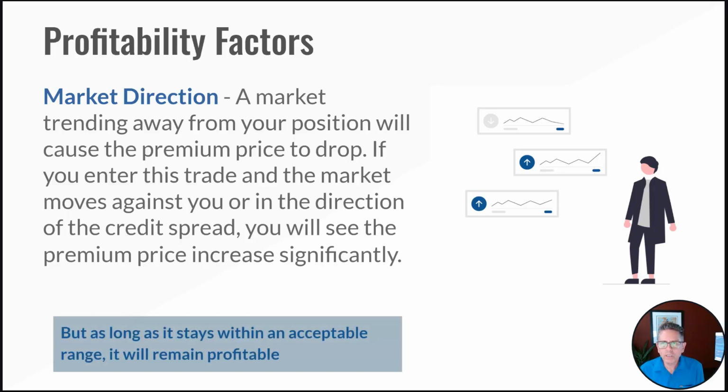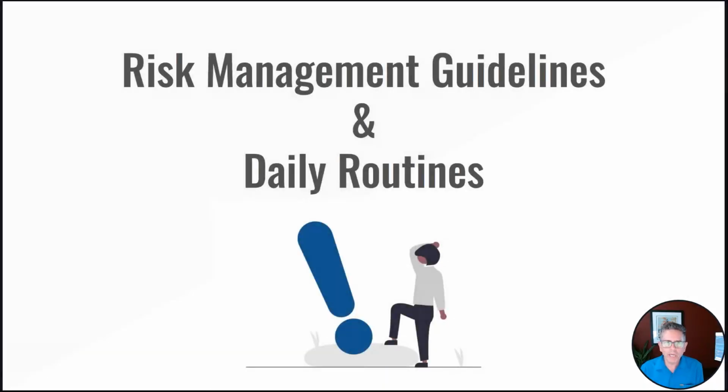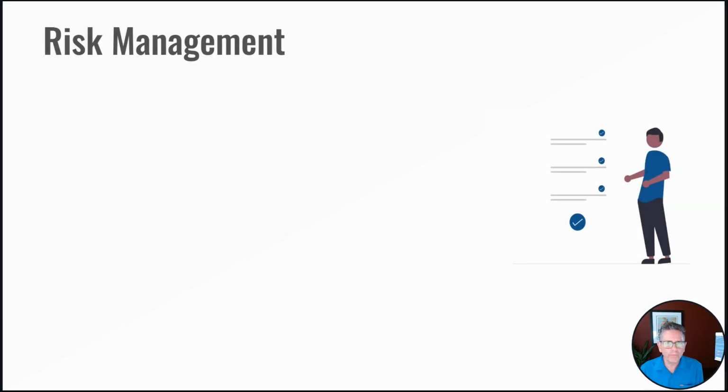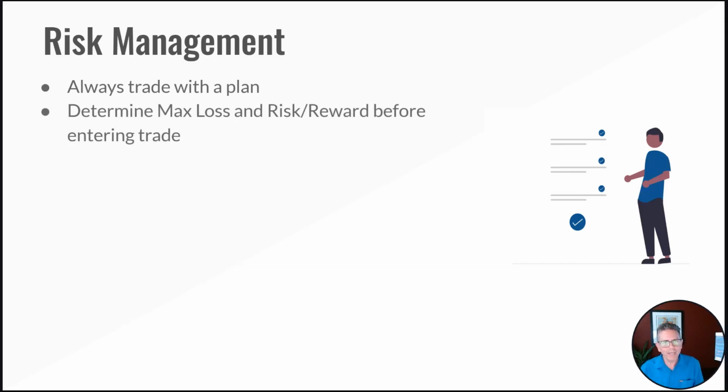Okay, so let's move through real quickly the risk management guidelines and daily routines that I go through. First of all, I always trade with a plan. You've got to trade with a plan so that you have a sense of where you're going with the market. And if it's not working for you, you need to tweak it and manage it so that eventually you come back with a trade plan. We have several trade plans for a lot of different trades that we trade, and we're tweaking those constantly.